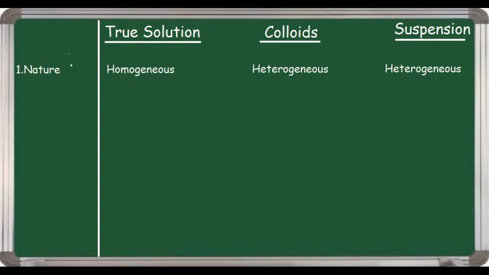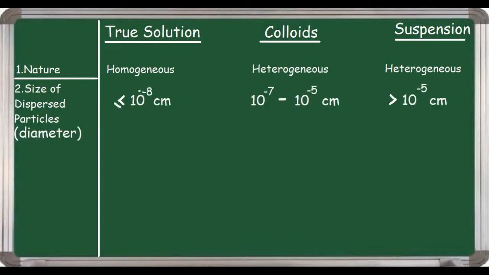So let's move on to the second point. The second point will be on the basis of the size of the dispersed particles. For true solution, the particle size, that is the diameter, is less than or equal to 10 to the power minus 8 centimeters. For colloids, the range is between 10 to the power minus 7 to 10 to the power minus 5 centimeters. And for suspension, the particle diameter is greater than 10 to the power minus 5 centimeters.